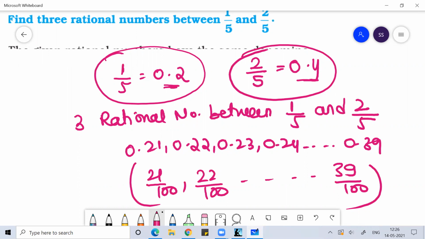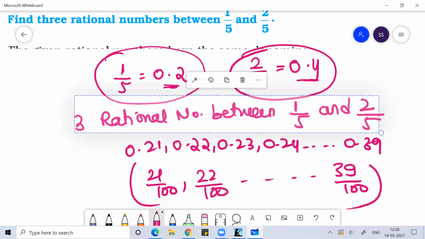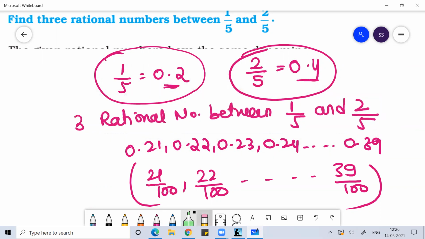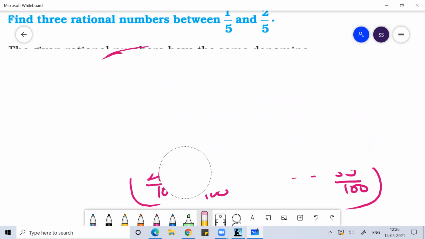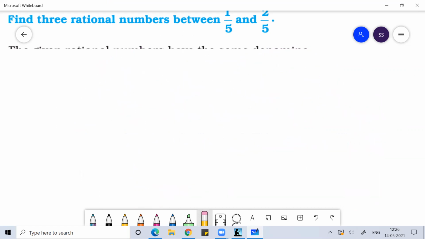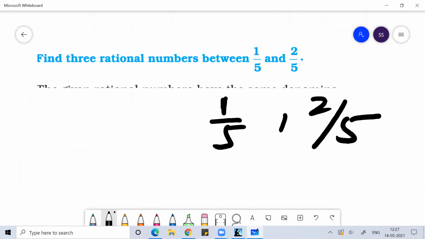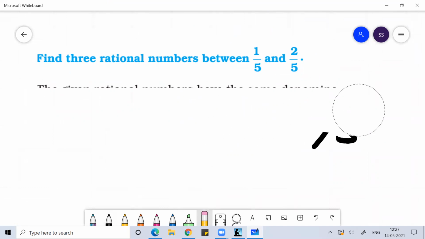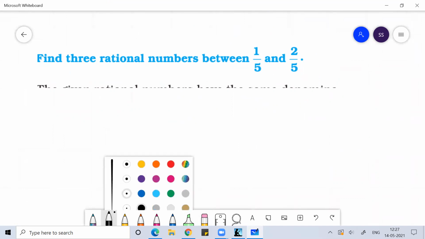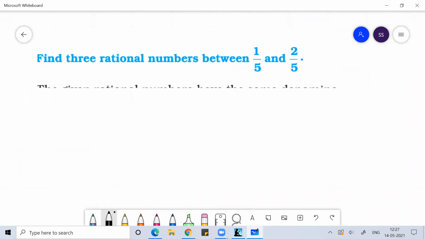But the problem happens with kids who are weak in maths. When they see this question, they get confused. They think, they are asking us to find numbers between 1 by 5 and 2 by 5, how will we find them? So for those kids who can't think so much, a method is given in the book.